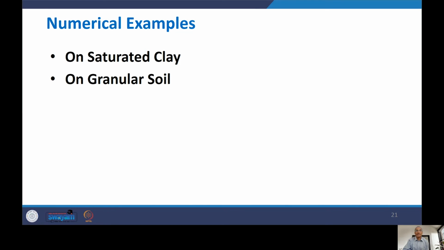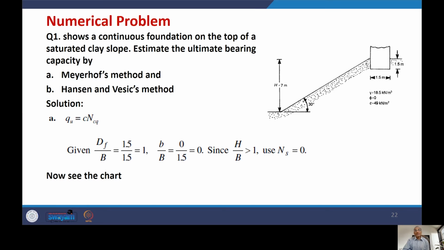Yeah, of course, it can be extended for the seismic case also. So the first example is in this question, which shows a continuous foundation on the top of a saturated clay slope. This foundation is not on the face of the slope, rather it is on the top of the slope. What is asked is to estimate the ultimate bearing capacity by Meyerhof's method and Hansen and Vesic's method.